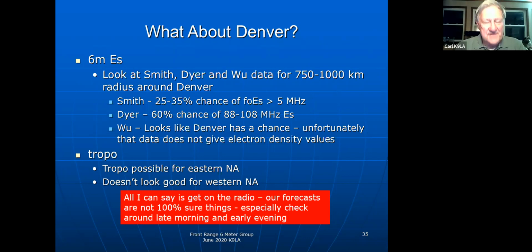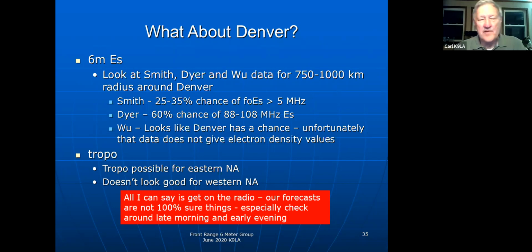WA5IYX, of course, was based in San Antonio. It showed about a 60% chance of FM station ES, so that's pretty high. Unfortunately, the last paper with the GPS occultation stuff doesn't look like Denver has much of a chance. It looks like it does have a little chance, but unfortunately that data doesn't give how good it'll be.